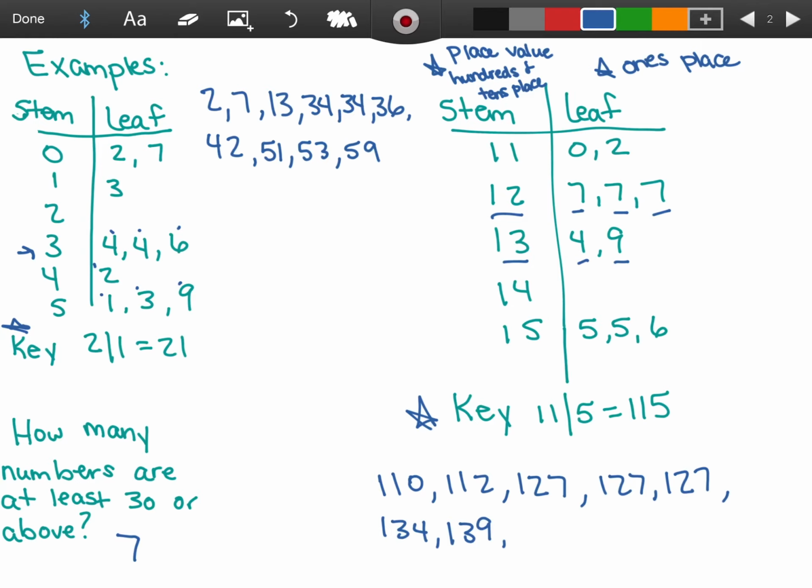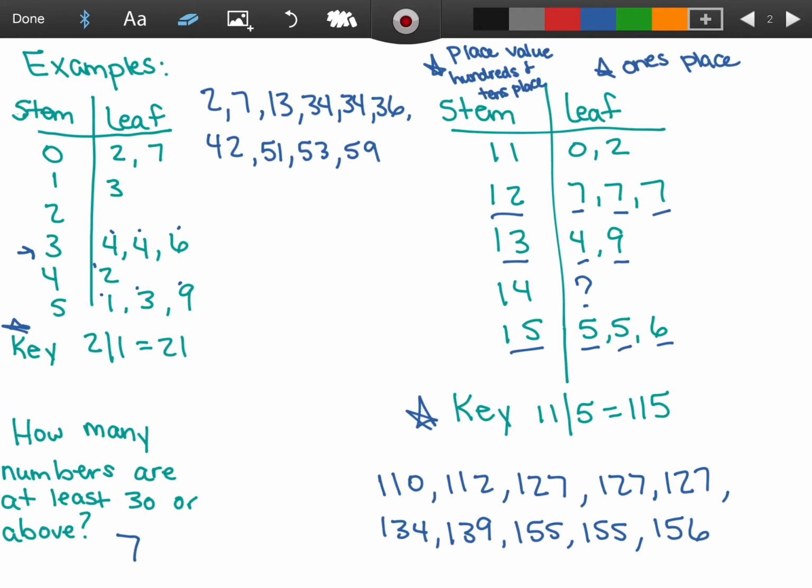I don't have anything with a 1 and 4 in the hundreds and tens place, because there's nothing listed under the leaf, so there are no numbers in the 140s. Skip to 155, then 155 again, and 156. And it shows you down here at the key, if there's 11 in the stem and a 5 in the leaf, it would be 115.